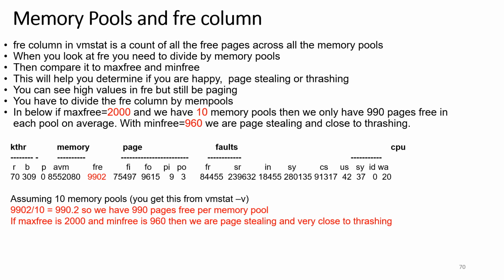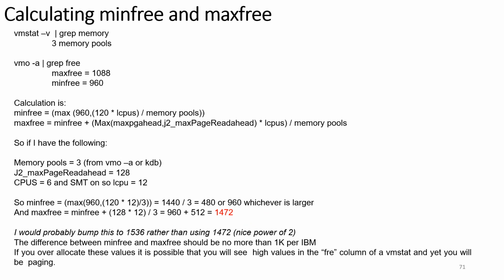So just be aware that you need to pay attention to the number of pools, which you can tell from a vmstat -v, as well as the free column. You may think you have enough free memory, but you may not. So I typically do a calculation for min-free and max-free. I'm not going to go into it here, but I typically will see what my values are set to, and then I will modify max-free and min-free as needed, just to give myself a little gap and to buy myself a bit more time if I do have a problem.